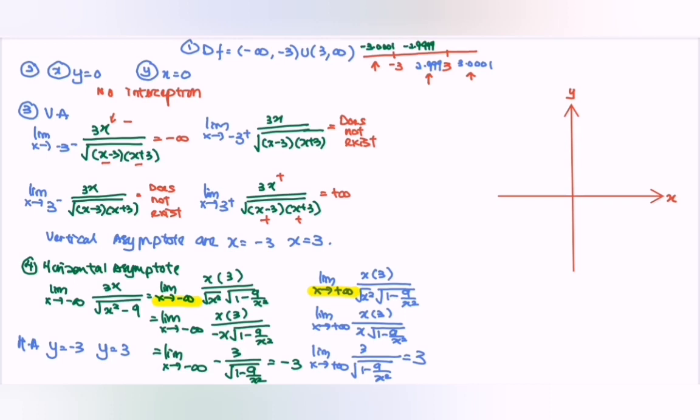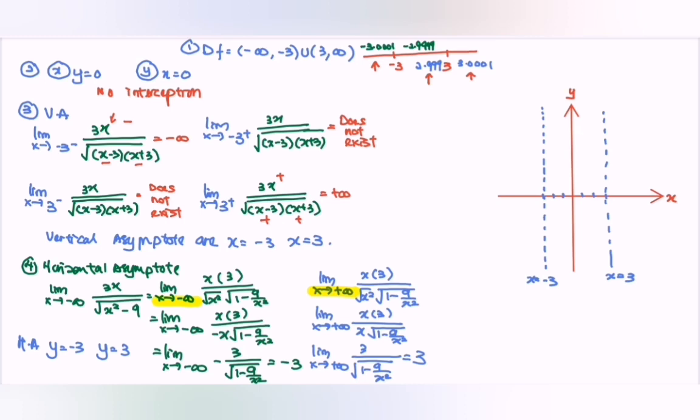So next we're going to sketch the graph. Kindly refer back to number 1, where we have the domain. We have negative 1, negative 2, negative 3, and 1, 2, and 3. So we have the asymptotes here: x equals negative 3, x equals 3. So number 2, there's no intercept.